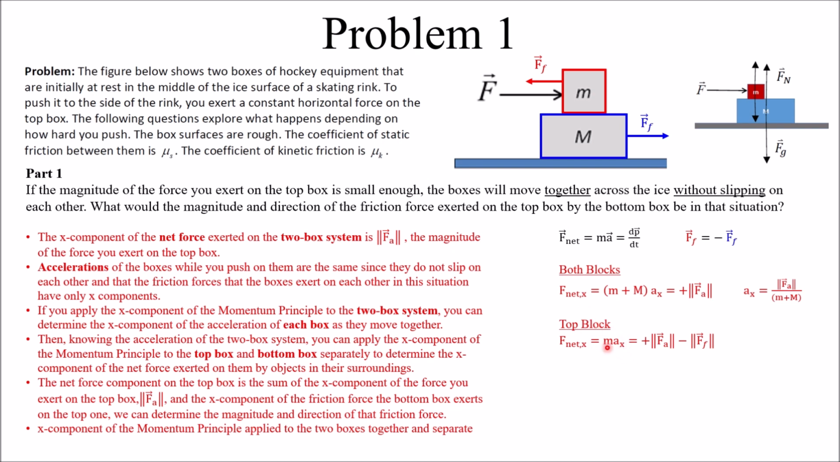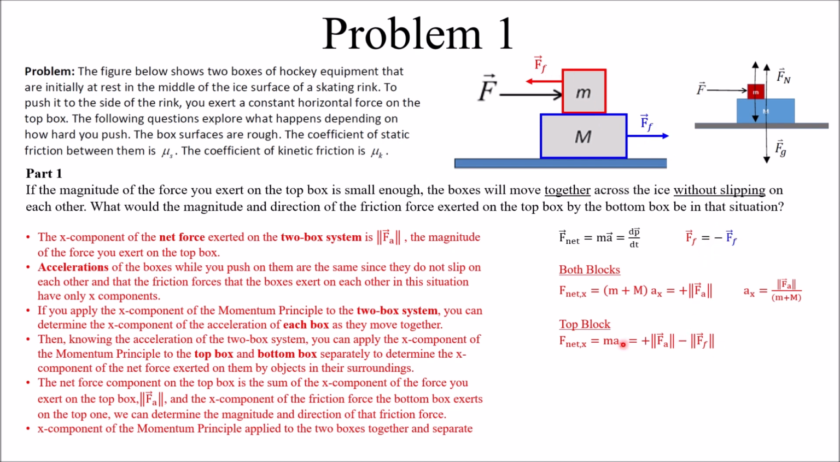And so we actually don't have to look at the top box right away, but we'll see that. If we look at the top box, we have a force to the right, which is the applied force, and we have a force to the left, which is the magnitude of the frictional force. Just understand that these frictional forces are in opposite directions, but they're equal in magnitude.